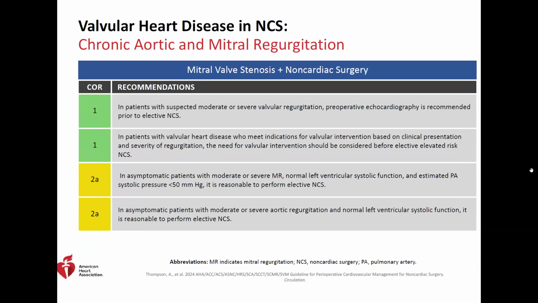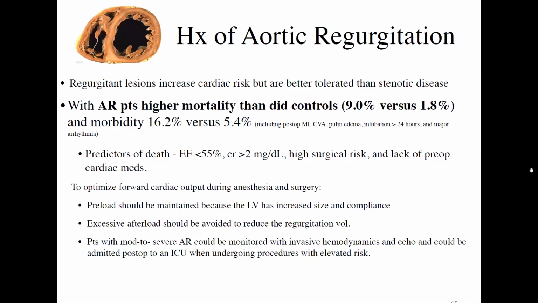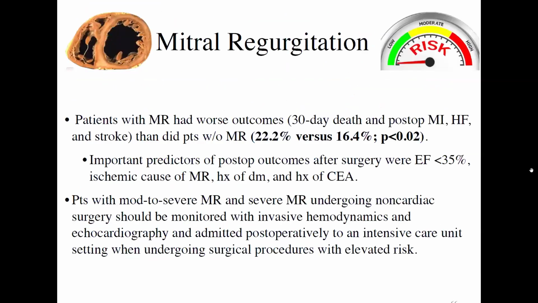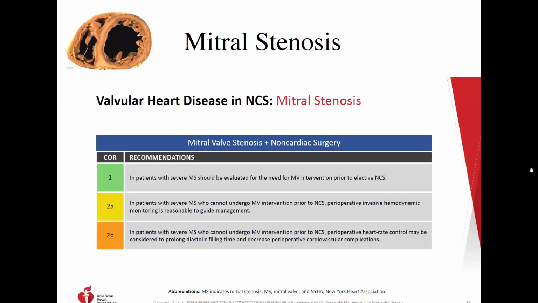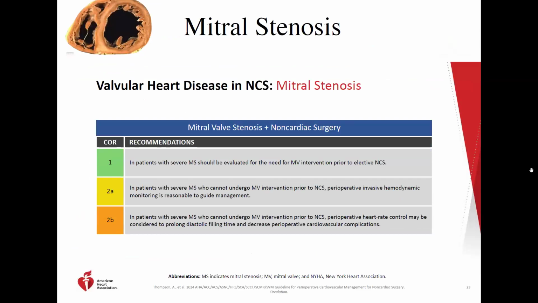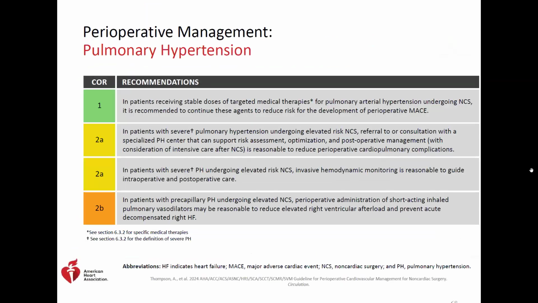It goes through MR and how that's a pretty well tolerated lesion until the LV dilates really badly, and how MS is not so lovely under anesthesia and involves higher levels of monitoring. It talks about pre-capillary pulmonary hypertension and how inhaled nitric oxide might be an option. So if you're not comfortable with that, you might want to pull in a cardiac anesthesiologist.